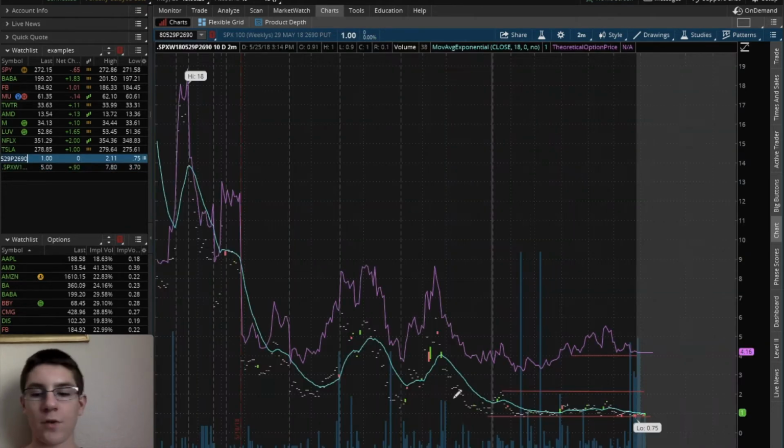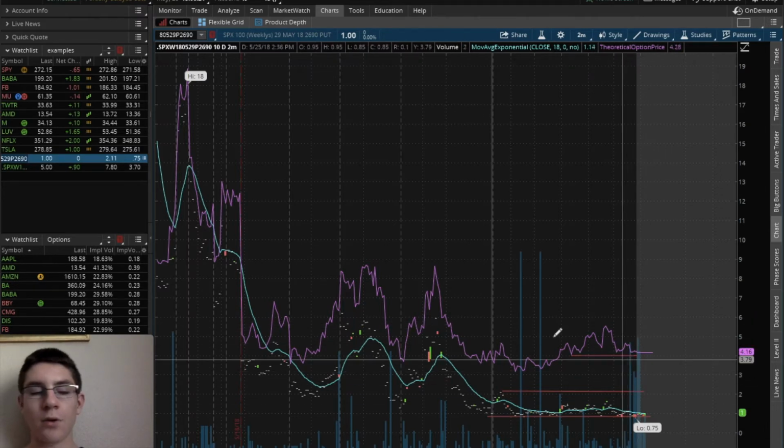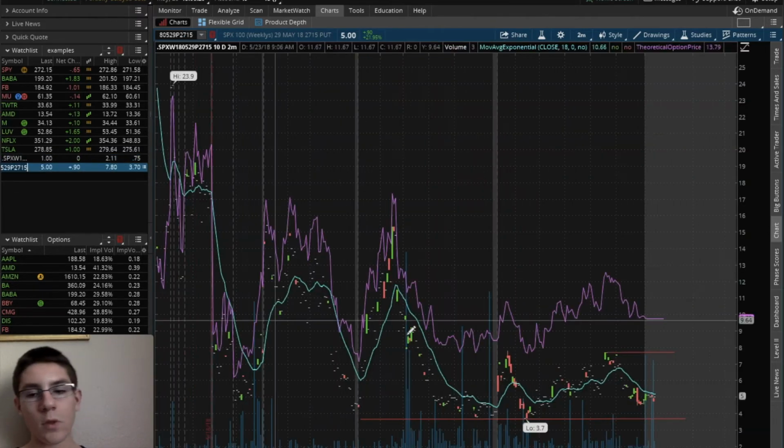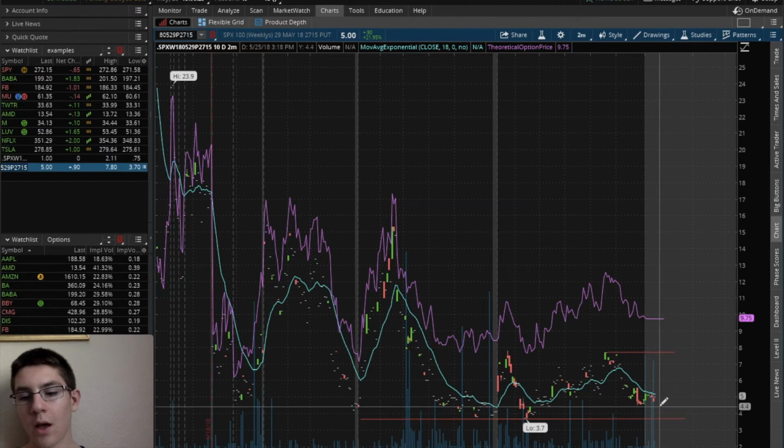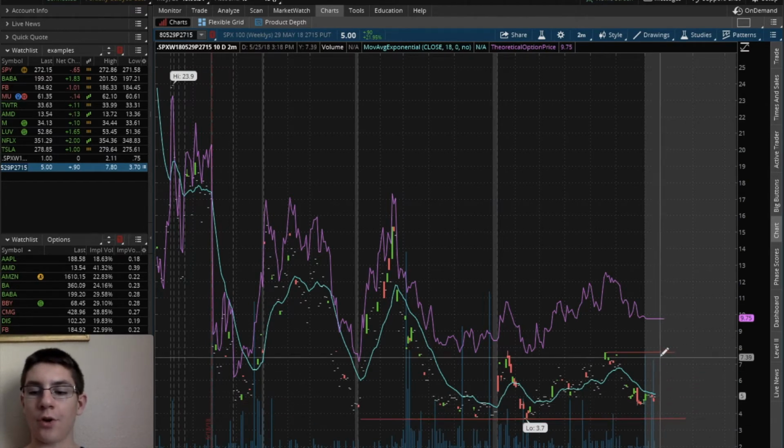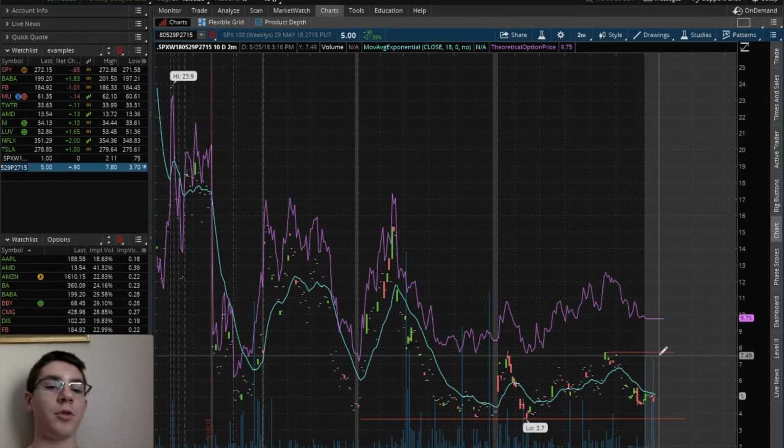So if we look at the first example, I'm risking 25 cents to make $3, or in this example I'm risking $1.30 a contract to make $2. Obviously my risk to reward is a lot better with the dollar contract. So that's when you're trading SPX.